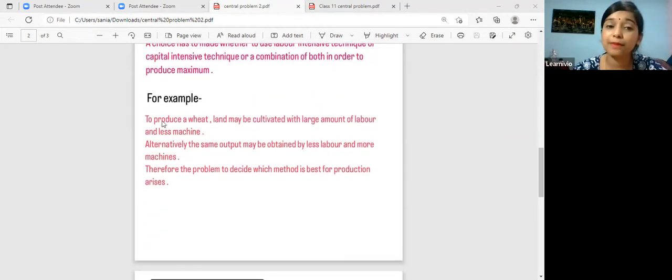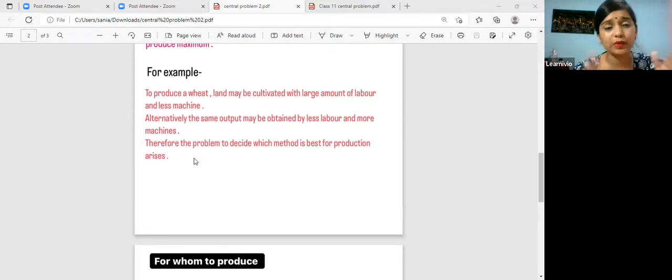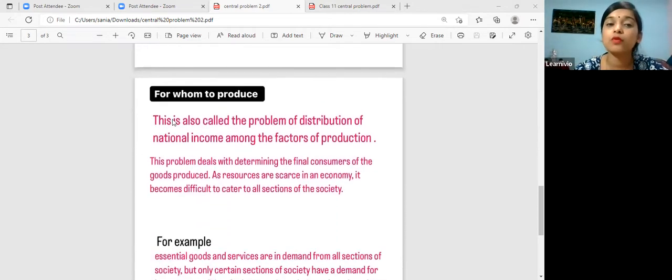For example, to produce wheat, land may be cultivated with a large amount of labor and less of machine, right? And alternatively, if you want to obtain the same output, you can use less of labor and more of capital, like machines. Therefore, you have to decide which technique you are going to use, right? So that's why it is known as problem of choice of technique. Next problem was for whom to produce.